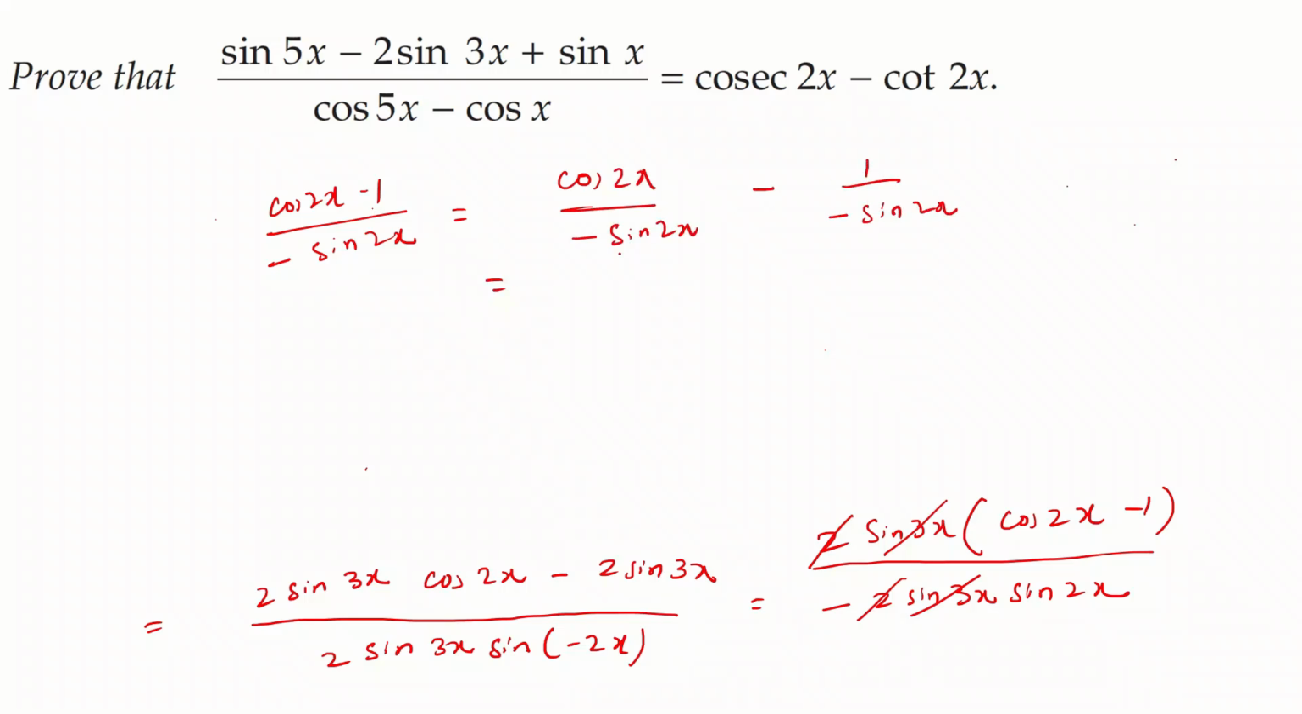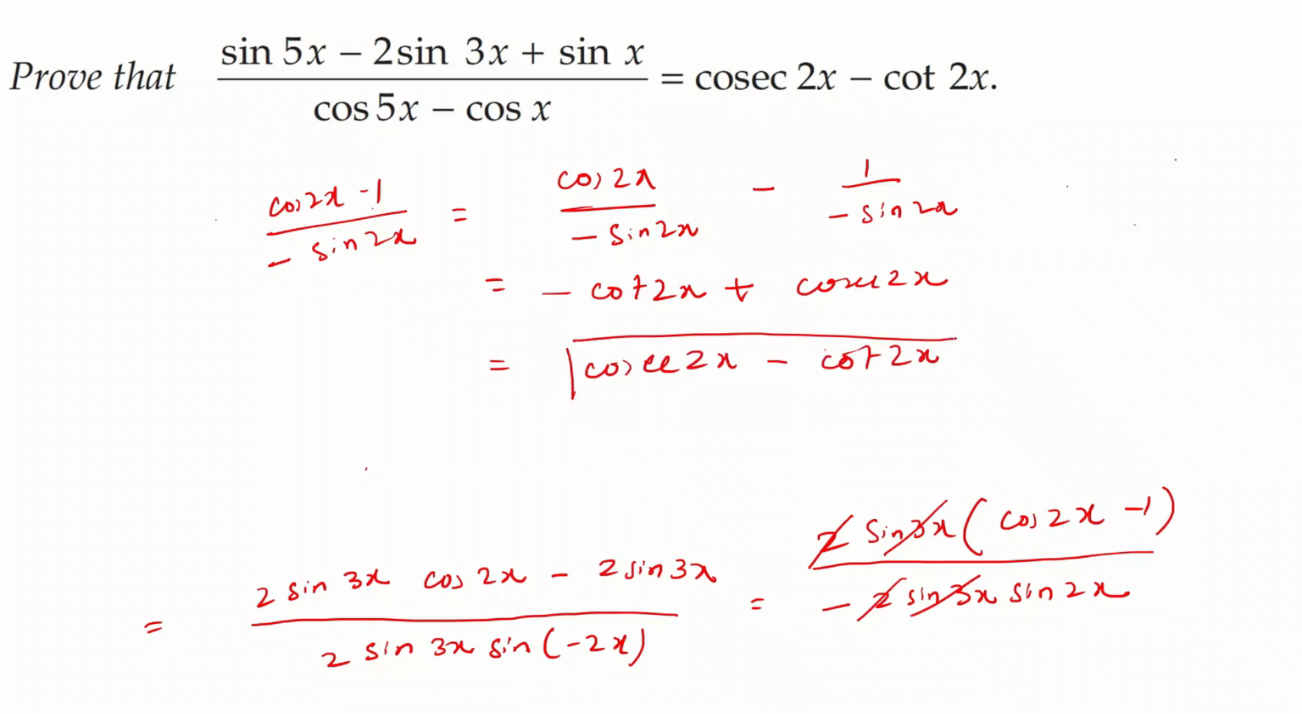Cos 2x by sin 2x is cot 2x, so we get minus cot 2x, and we can make this a plus, because minus and minus will give us a plus. So it's plus 1 by sin, which is cosec, so it is cosec 2x, and we just write it in the proper form. It's cosec 2x minus cot 2x, which is the right hand side, and we are done.